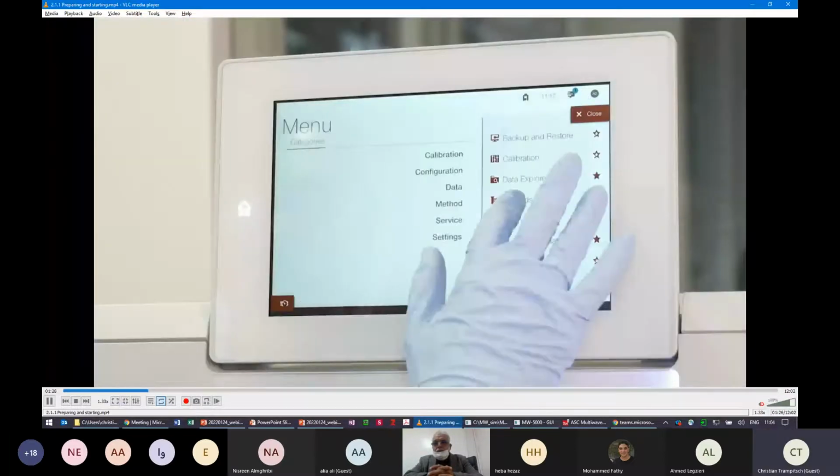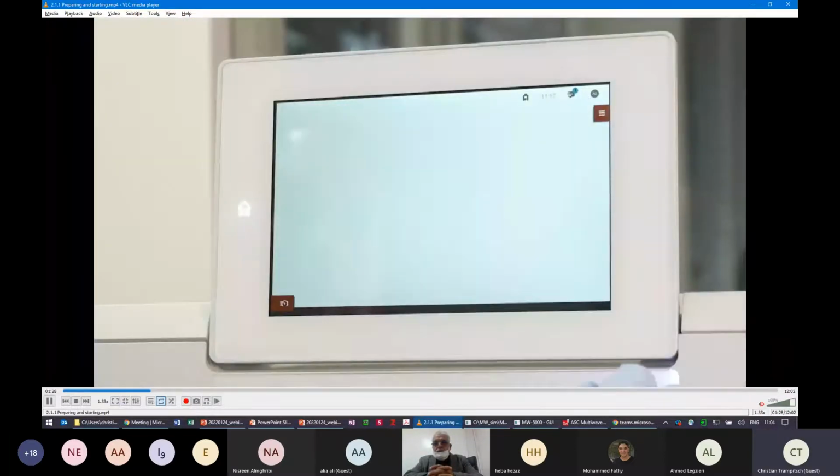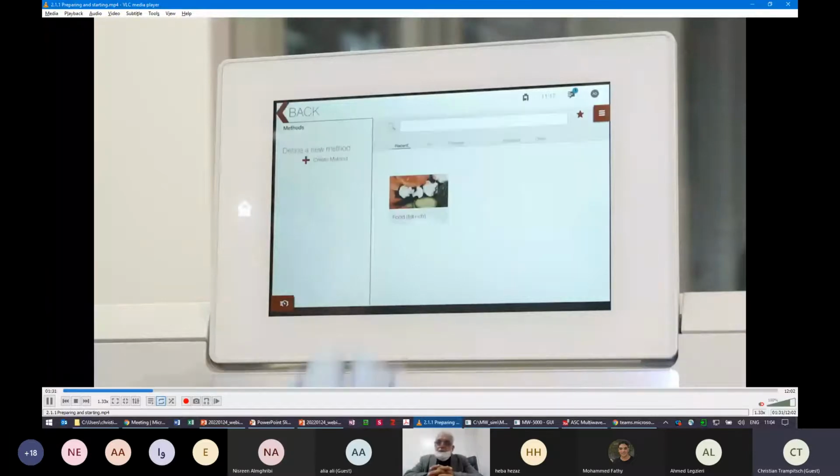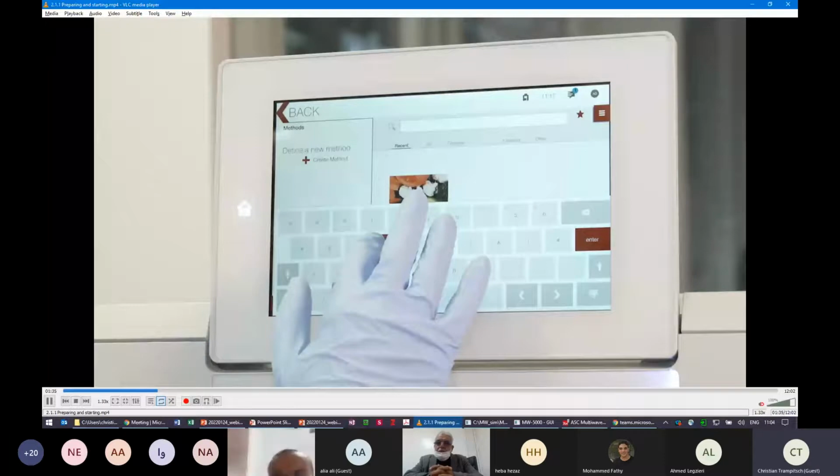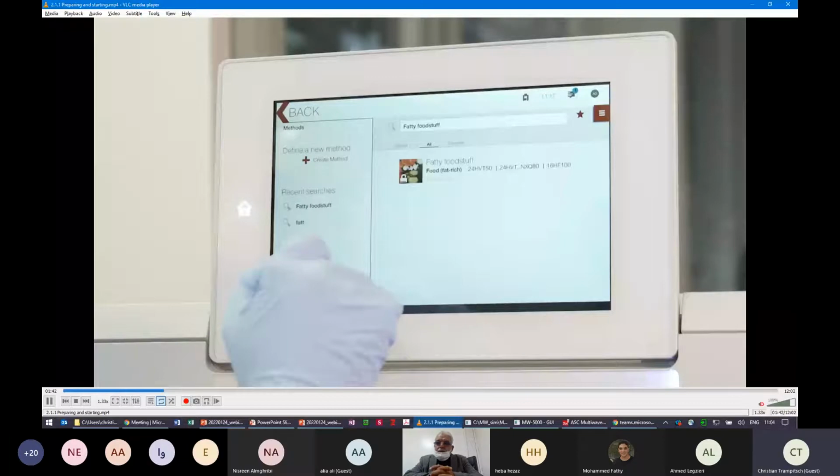Again, this is how to prepare the instrument. I recommend preparing the instrument first, then preparing the vessels. In that case, we were just looking for some fatty foodstuff because we also have some oil samples and a cocoa sample. We select the method, and the instrument is ready to run.